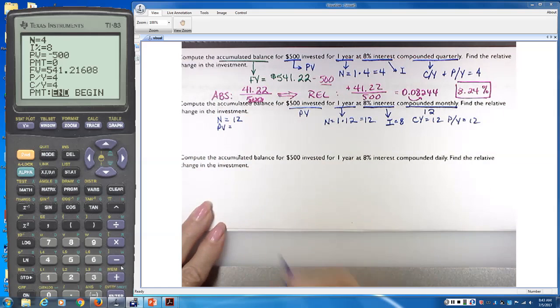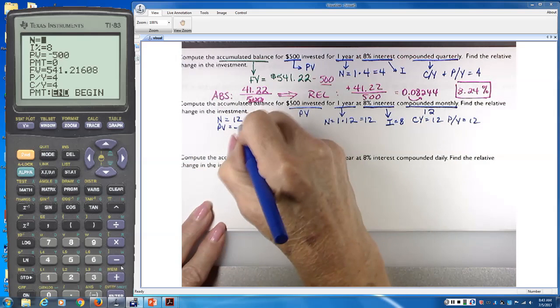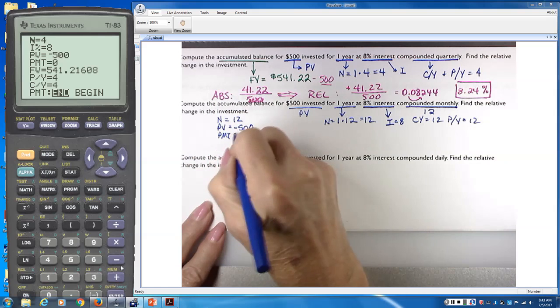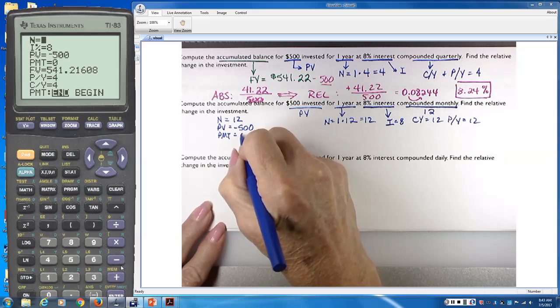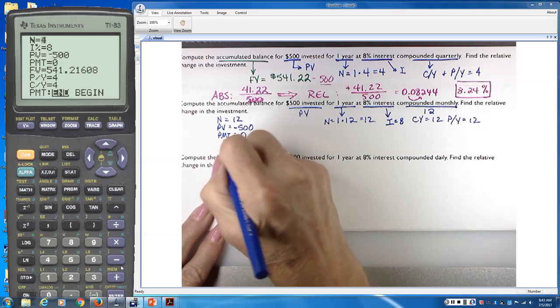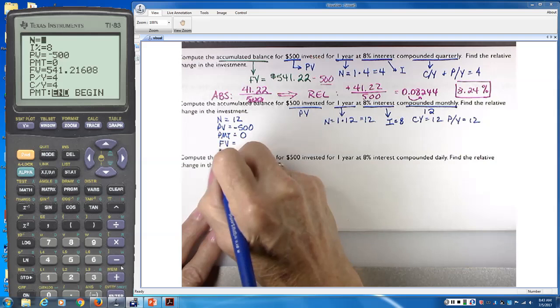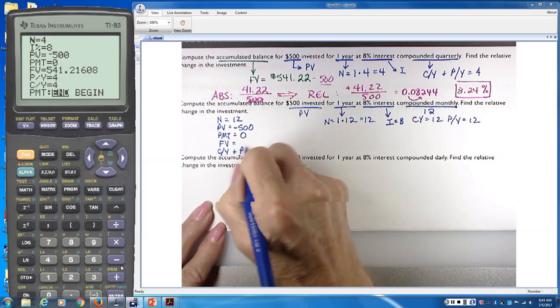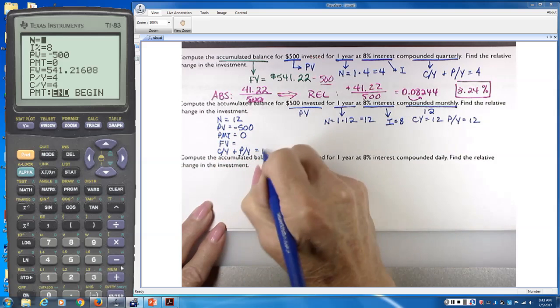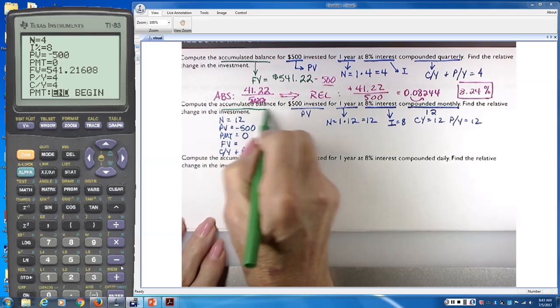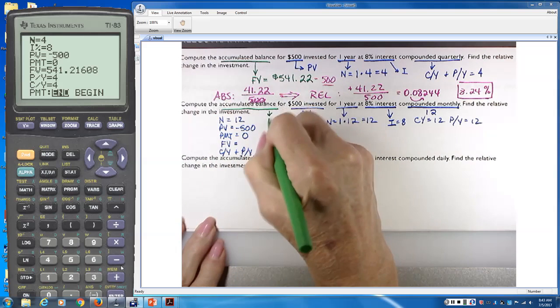Present value equals, again, negative 500. Payments is still going to be 0 because we're only going to make the initial deposit. Future value is what we're looking for. C/Y and P/Y are going to be 12. So that's the only changes we're going to make. And we want to find the accumulated balance, which is your future value.